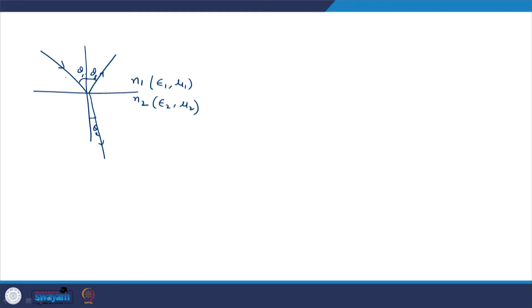So, if the incident wave has wave vector k 1, let us say, and this one is k 2, and since the reflected wave is in the same medium, let us write it as k 3, but it will be equal to k 1 only. And I consider that this is the x axis, this is the z axis, and y is pointing upwards. So, it is like this: x, z and y.